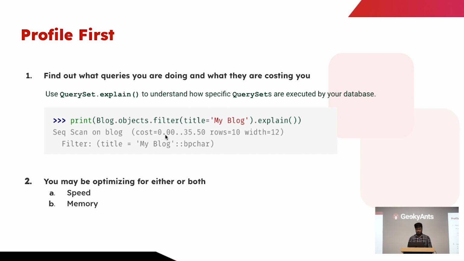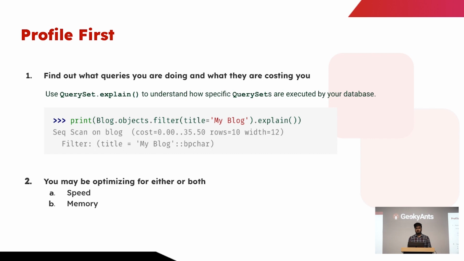Every time you get the cost of your operation, you'll be able to see how efficient your query set is. Explain also gives you a lot of other things we'll see further, including the time at which it evaluated this particular query set. So that is the first thing you have to do: use explain to find out how your query set is performing.